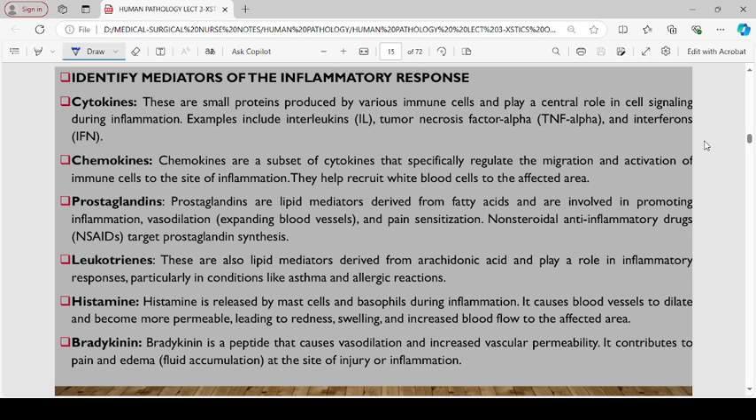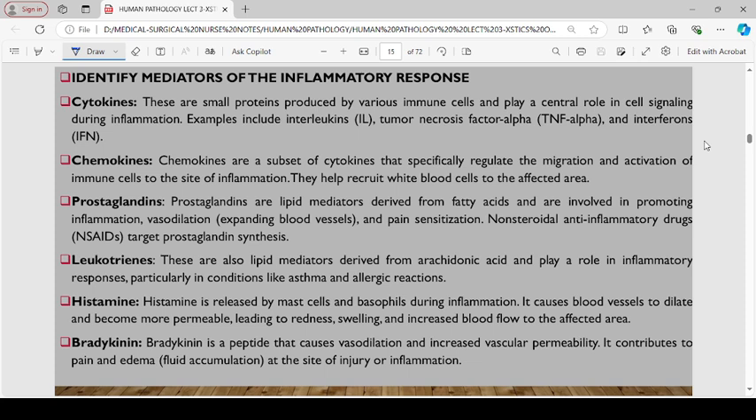Prostaglandins is the third mediator. Prostaglandins are lipid mediators which are derived from fatty acids and are involved in promoting inflammation, vasodilation, and pain sensitization. You find that NSAIDs normally target prostaglandin synthesis, right? If you are using them as painkillers. Leukotrienes are the fourth one, and they are also lipid mediators derived from arachidonic acid and play a role in inflammatory response, particularly in conditions like asthma and allergic reactions.